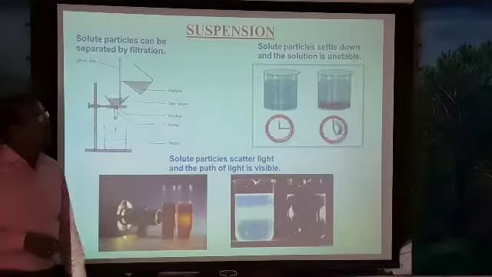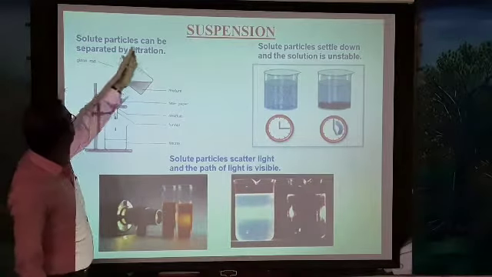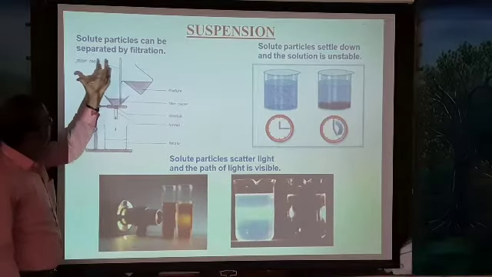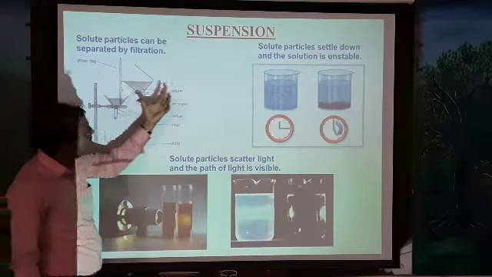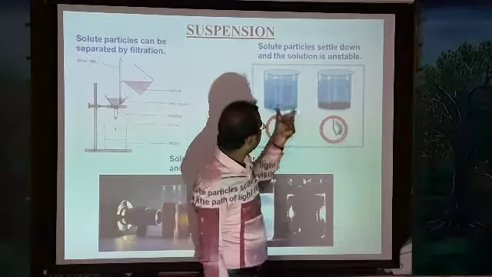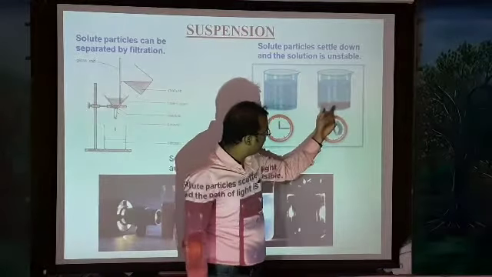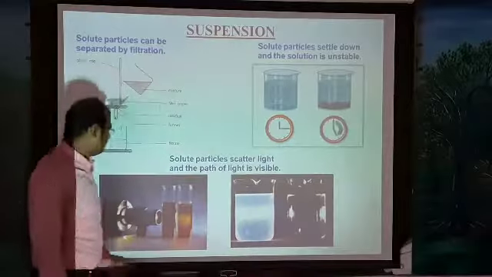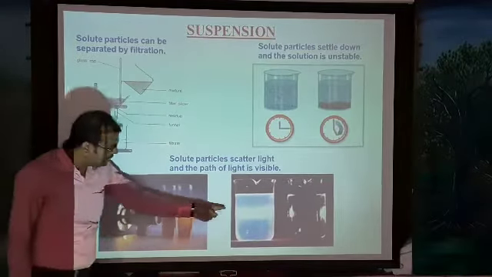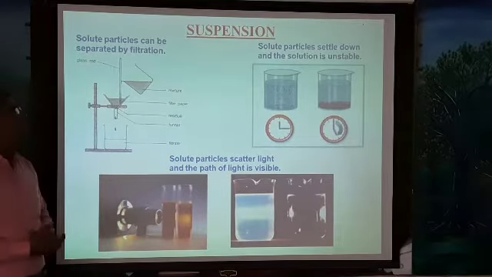Now we go to the next topic, an activity that is given here. The solid particles can be separated by filtration. This is the filtration setup. In this way, we can separate the solid and the solvent. And this is water. The solid particles settle down in the solution. See here, these are the particles. After some time, the particles get settled at the bottom of the container, and the solid particles scatter the light. So here the path of the light can be seen. These are the important properties of a suspension.